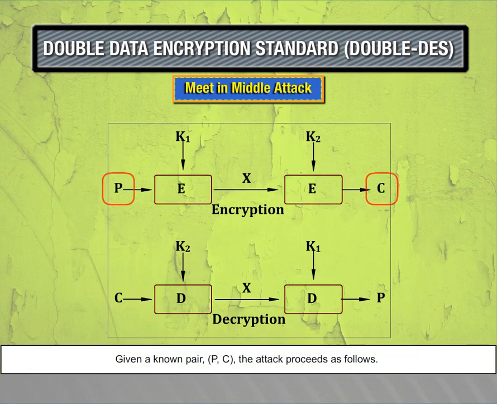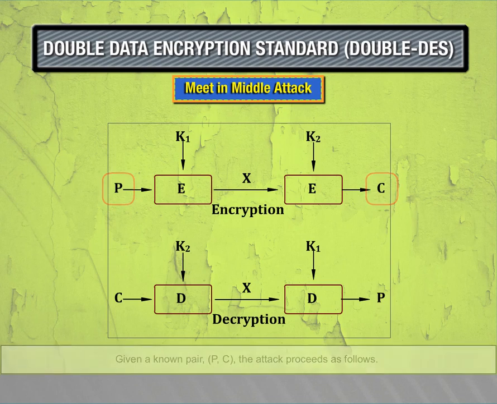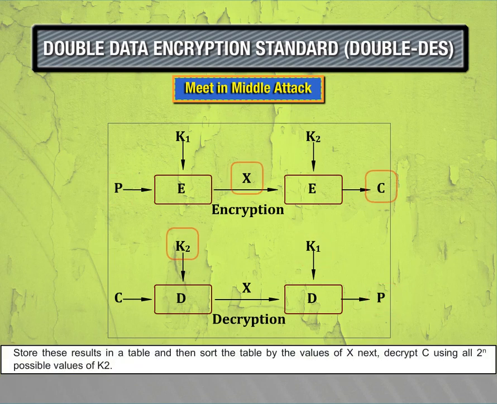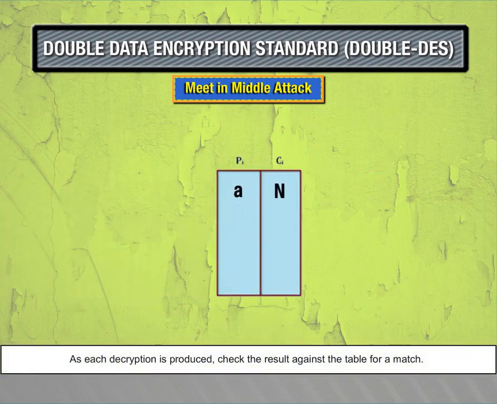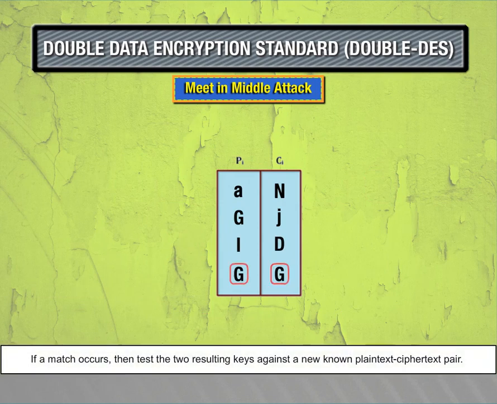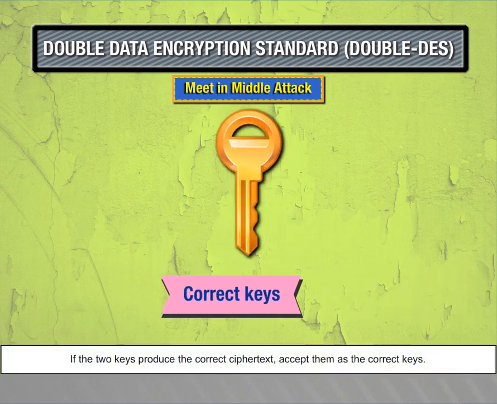Given a known pair P, C, the attack proceeds as follows. First, encrypt P for all 2^56 possible values of K1. Store these results in a table and then sort the table by the values of X. Next, decrypt C using all 2^56 possible values of K2. As each decryption is produced, check the result against the table for a match. If a match occurs, then test the two resulting keys against a new known plaintext-ciphertext pair. If the two keys produce the correct ciphertext, accept them as the correct keys.